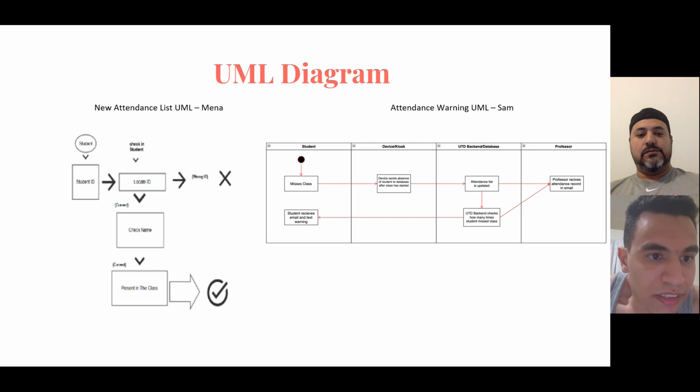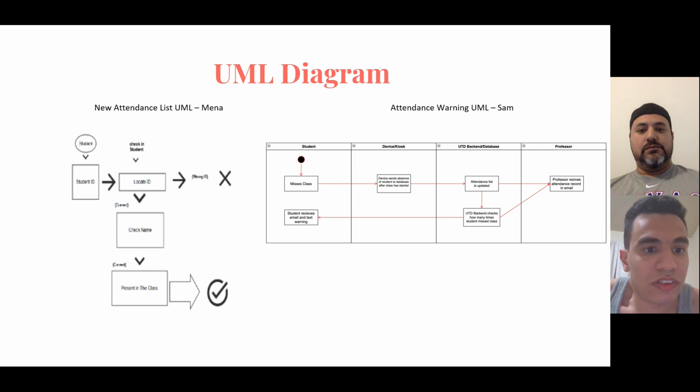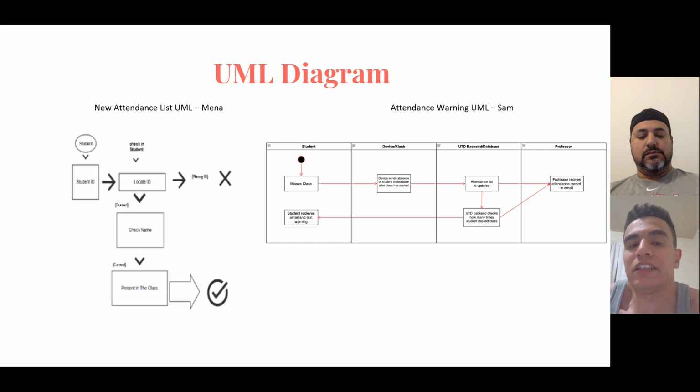So for me, it was very simple for the new attendance list. The student locates his student ID. If it's wrong, he's not going to be in the new attendance list. If it's right, he creates it and puts his name in the attendance list. Once registered, he will be present in the class. It was so simple and easy.